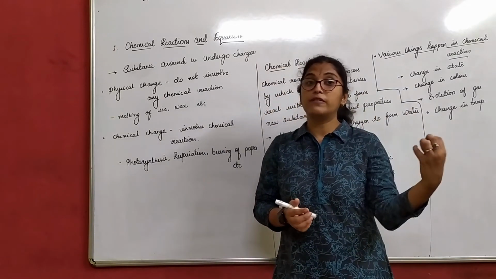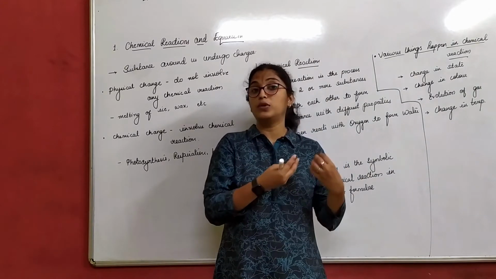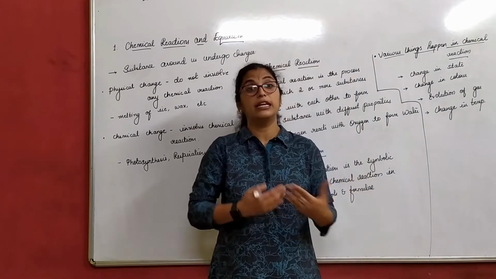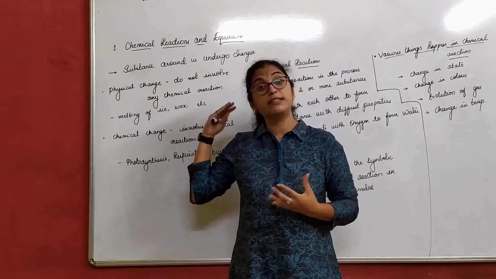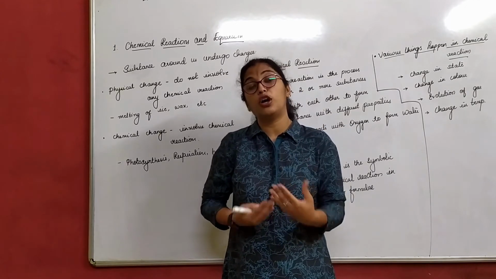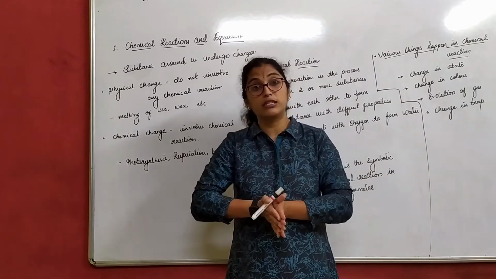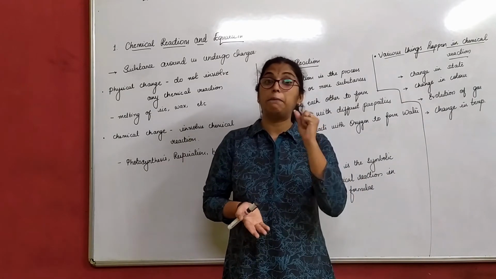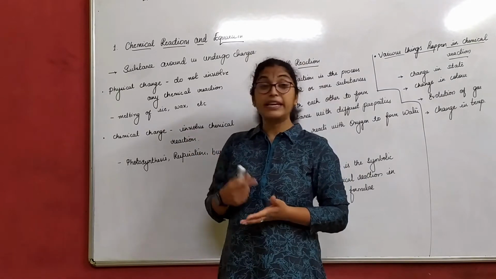That means the number of atoms on the reactant side should be equal to the number of atoms on the product side. We understood how to balance the chemical equation. So here, when I start with the actual chapter, I will not be reteaching you how to balance a chemical equation. Wherever I come across a chemical equation, it will be a balanced chemical equation only. So we'll begin with the chapter.